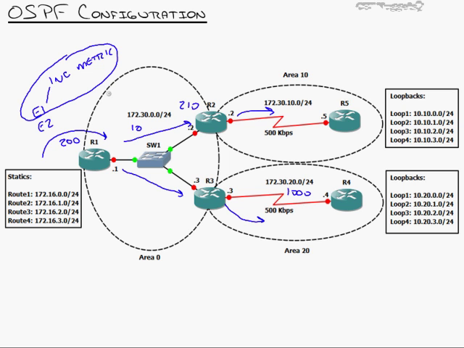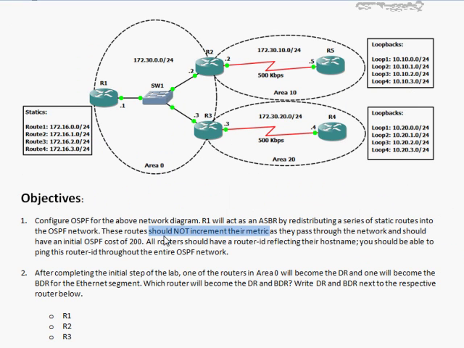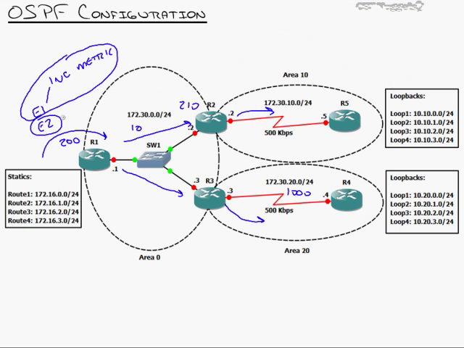Now, if there's only one exit point, then a lot of times you might choose E2, where it does not increase the metric. And now we're back to what the lab was saying. These routes should not increment their metric as they pass through the network and should have an initial cost of 200. Type E2 says they came in as 200, and as they arrive at you, they're 200, and so on.